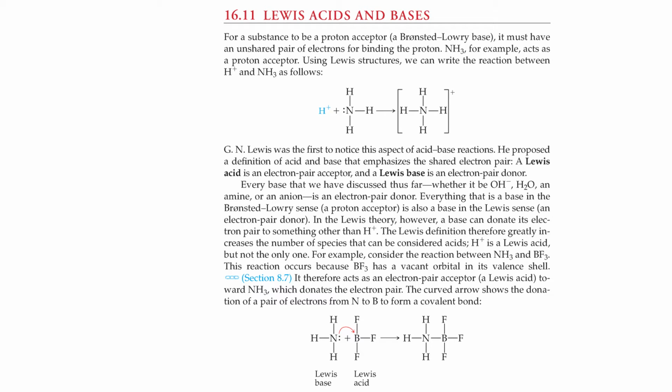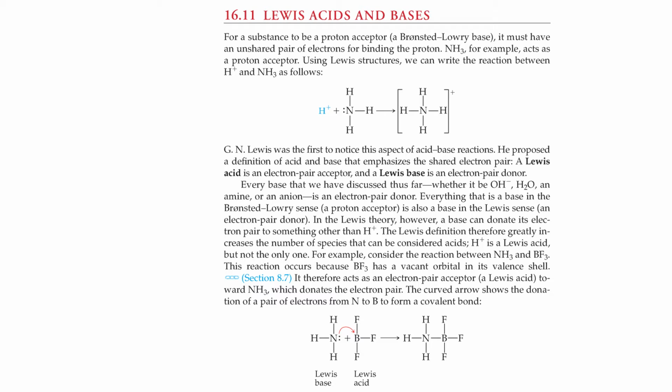Section 16.11, Lewis acids and bases. For a substance to be a proton acceptor, which is a Bronsted-Lowry base, it must have an unshared pair of electrons for binding a proton. Ammonia, for example, acts as a proton acceptor. Using Lewis structures, we can write the reaction between a proton and ammonia as follows.